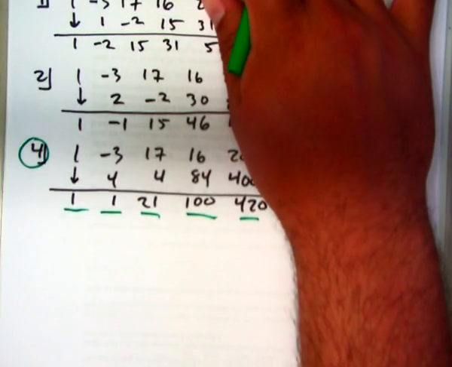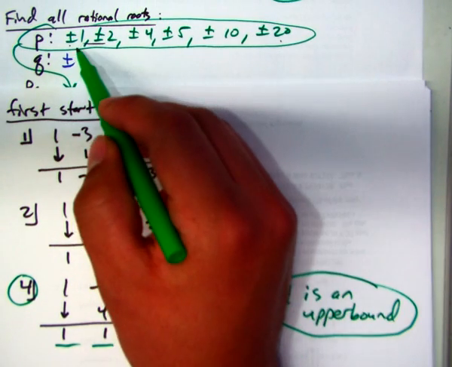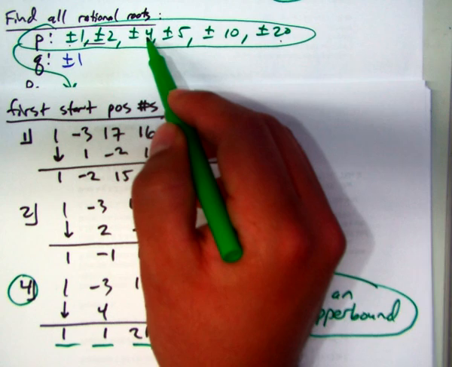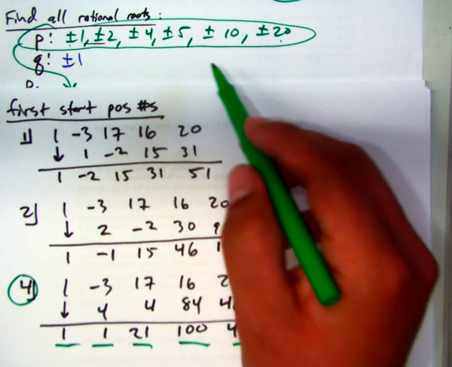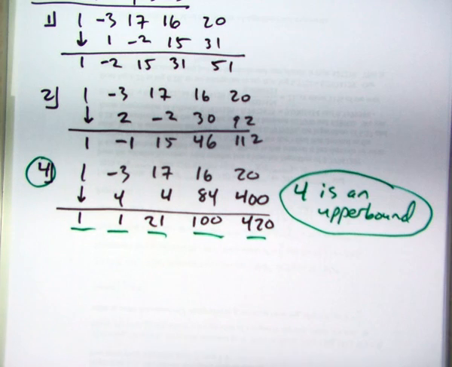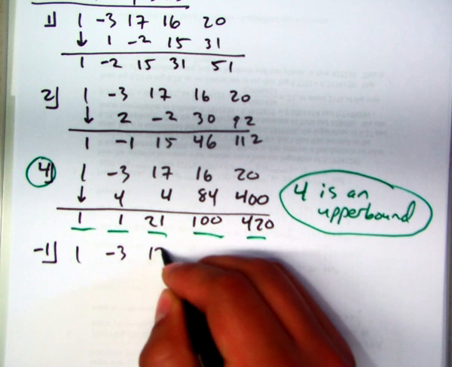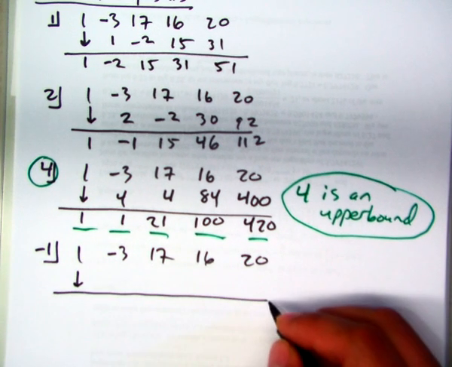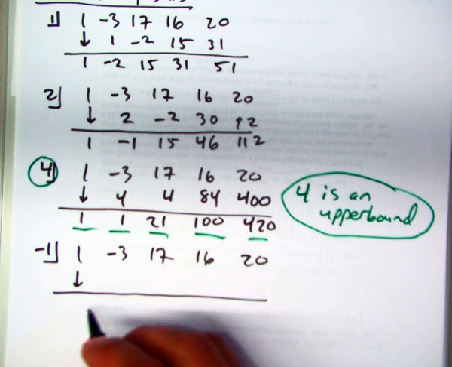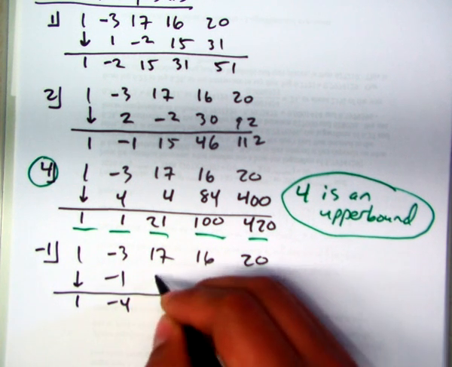So right now I've exhausted all my positive possibilities. I checked 1, I checked 2, I checked 4, and then here at 4 I can stop because of the upper bound theorem. So I don't have to check 5, 10, or 20. Okay, so let's work with the negatives now. So I'm going to check negative 1 and see what happens. Maybe it's a root, or maybe I figure out that there's no way that there's any roots that are lower than negative 1. So divide synthetically, multiply and add.